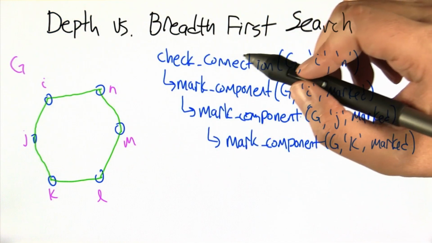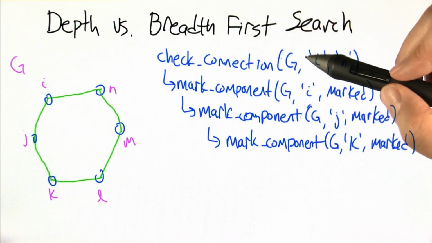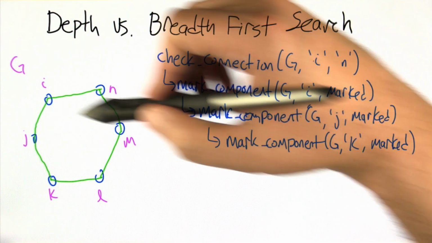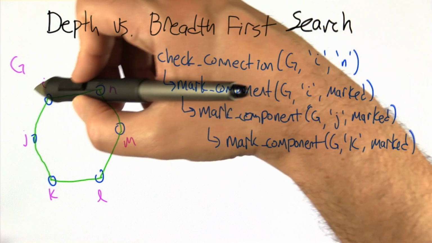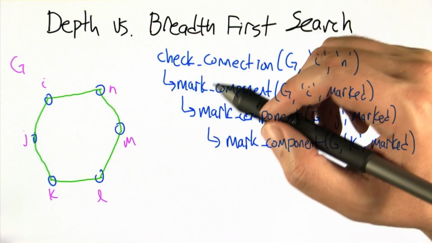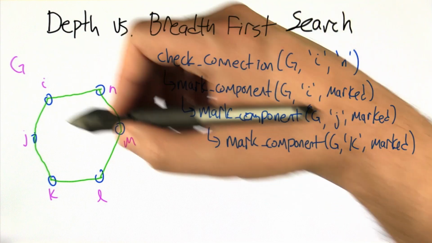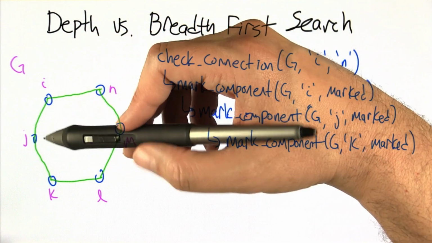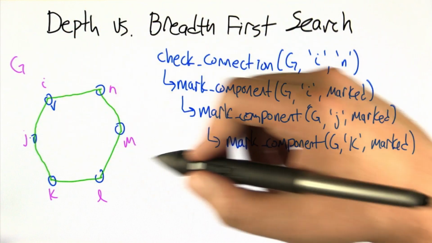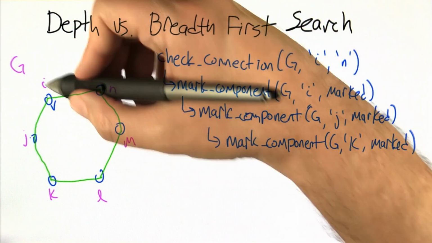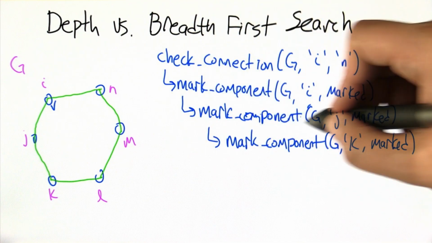The flow of control is, when we do check connection on I and N, checking to see whether I and N are connected in the graph, it starts off at I, then visits the neighbors of I in some order. Let's say it visits J first, and then it asks, okay, has J been visited so far? I has. Has J been visited so far? No. Okay, well, let's go to J and do a mark component from J.